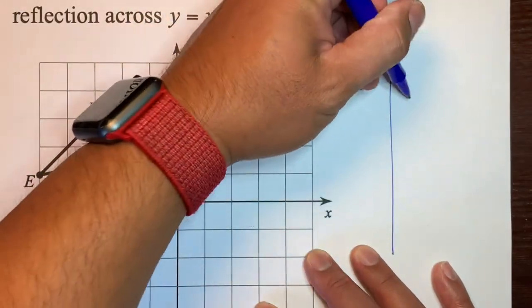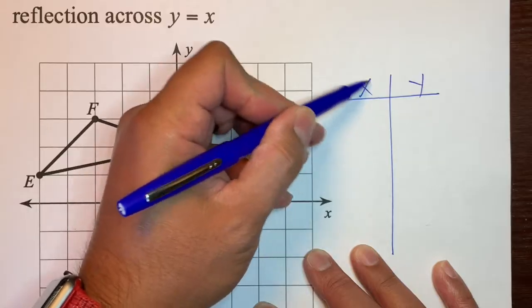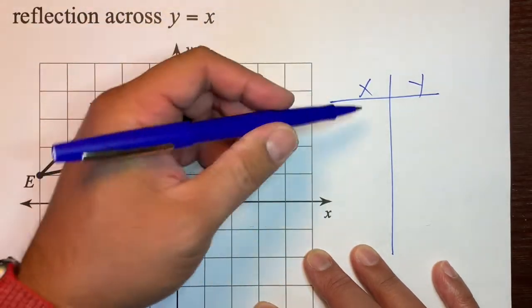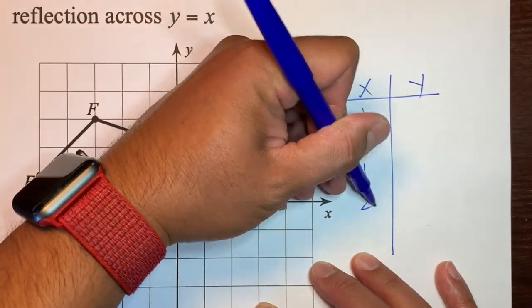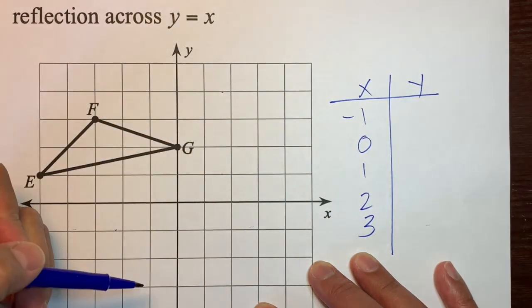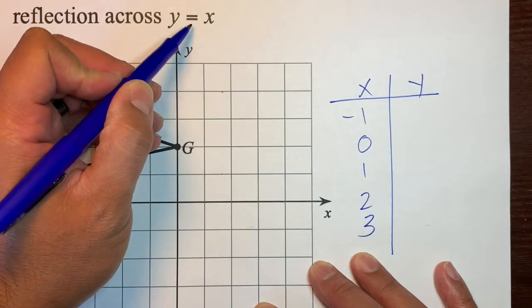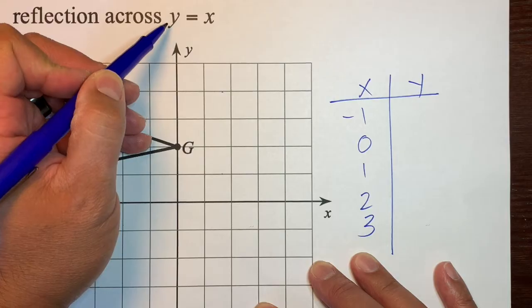So let's make a t-table. Let's put x, let's put y. Here, it doesn't say x equals a particular number, so we could put some random numbers. Let's put -1, 0, 1, 2, and 3. And let's use these numbers to figure out what y is. It says here y equals x. X is the same value as y.